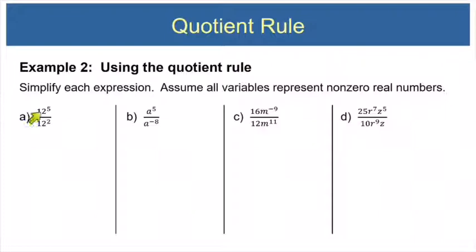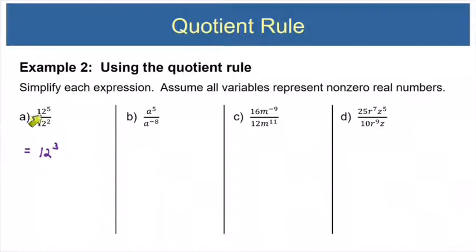So we'll start off with 12 to the 5th divided by 12 to the 2nd. Well, we see here that the bases are the same, so that means we can subtract the exponents. And 5 minus 2 is going to be 3. So 12 to the 5th divided by 12 to the 2nd is going to be 12 to the 3rd. Now that is how the rule works, but I also want to show you why it works.